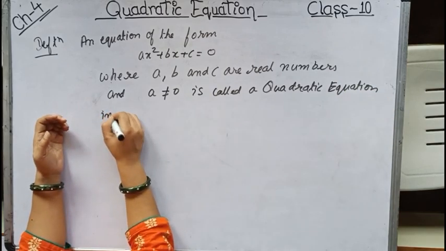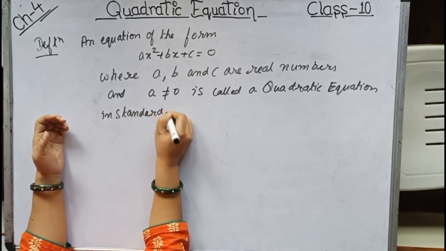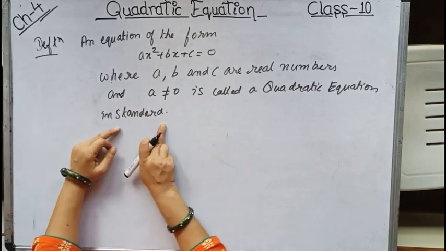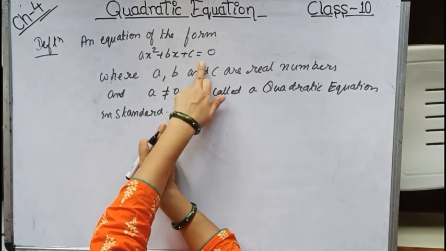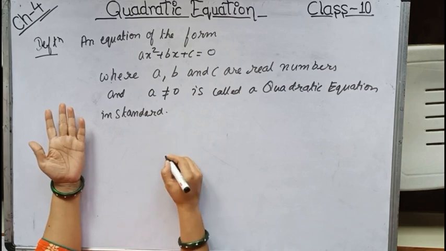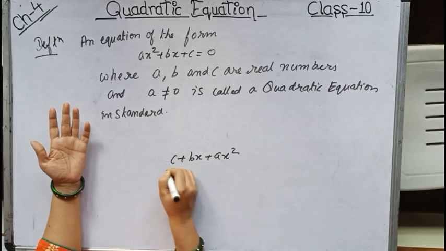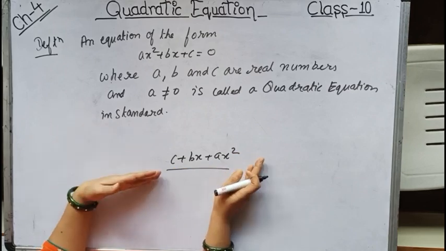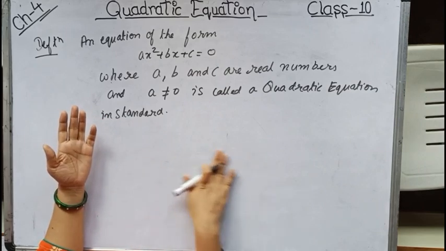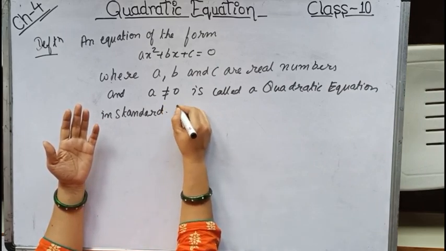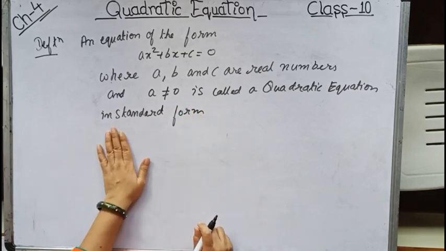in standard form. Now why I have mentioned this standard form, children? This word standard I have mentioned because the powers of the x I have written in decreasing order, 2, 1 and 0. If I write this equation as suppose c plus bx plus ax square, then also it is a quadratic equation. But in that case, I will not say that it is in standard form. I think you got what I want to say. Standard form. So this is the definition of quadratic equation.